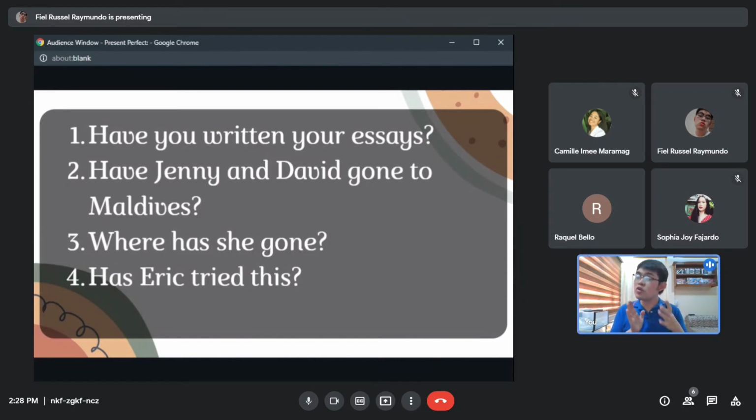Okay. In terms of meaning, present perfect questions aren't very different from positive or negative present perfect sentences. However, the major difference comes in the structure. In present perfect questions, the places of the auxiliary verb and the noun or the pronoun are switched. So instead of noun or pronoun plus auxiliary verb followed by the past participle, in present perfect questions, it will be the auxiliary verb, the noun or pronoun followed by the past participle.